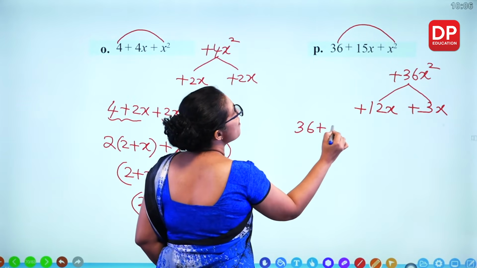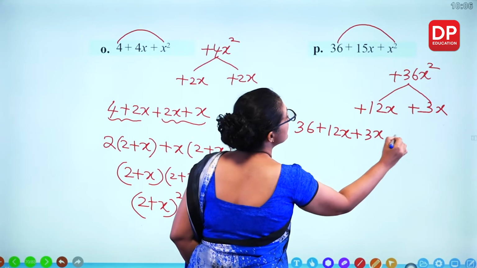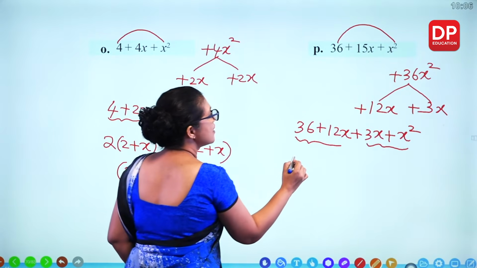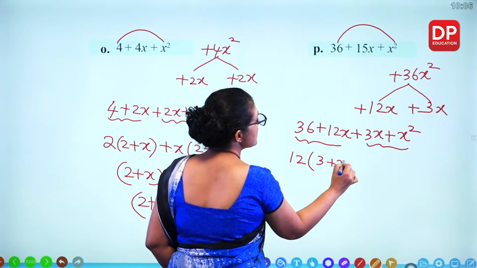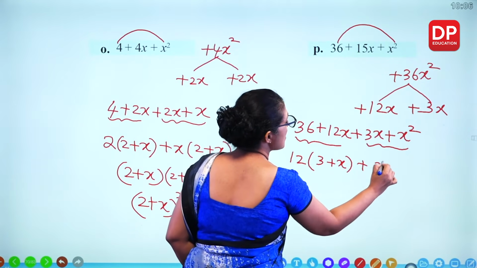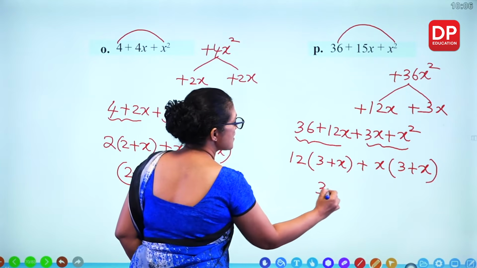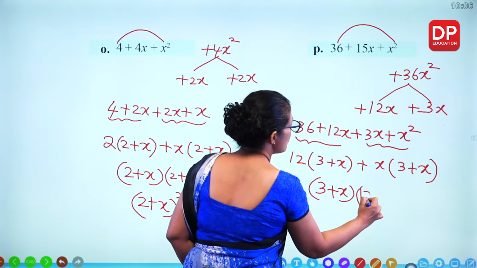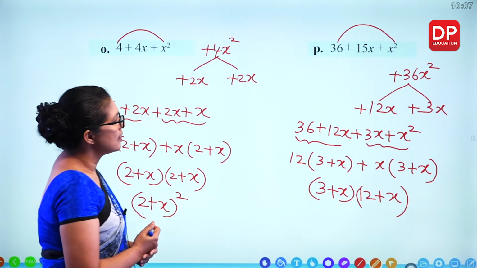Now split the middle term, 12x and 3x. And you can take 12 out. 3 plus x. When you take x out, 3 plus x again. Now 3 plus x common. Take it out, you get 12 plus x for the next factor.